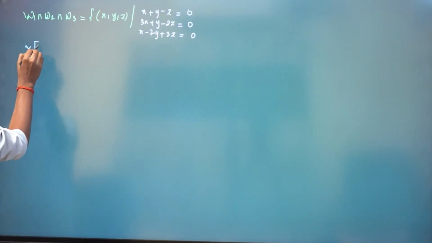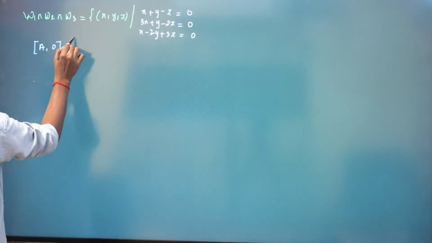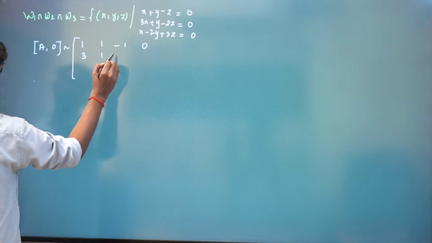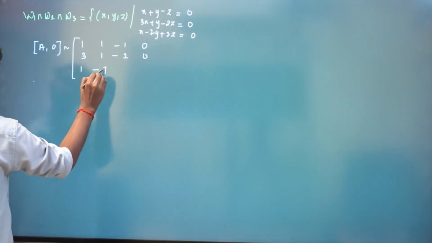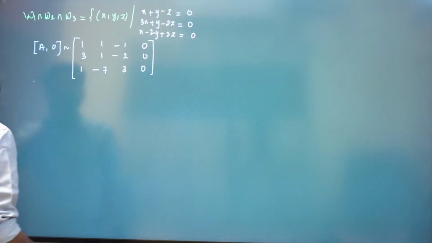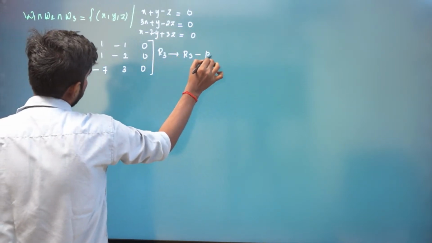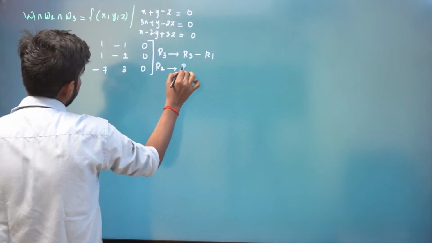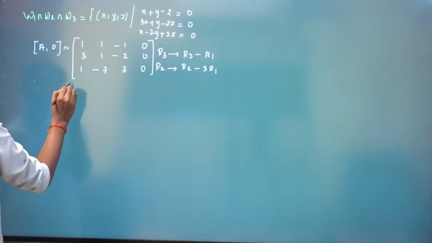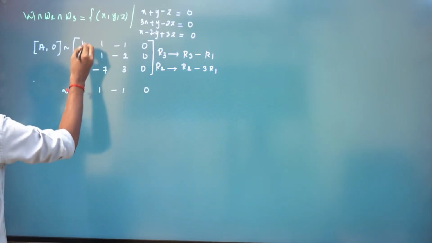You just form the augmented matrix [A | O]. So we have 1 1 minus 1 0, 3 1 minus 2 0, 1 minus 7 3 0. Reduce this to echelon form. R3 is transformed to R3 minus R1, and R2 is transformed to R2 minus 3 times R1. So you will have 1 1 minus 1 0.